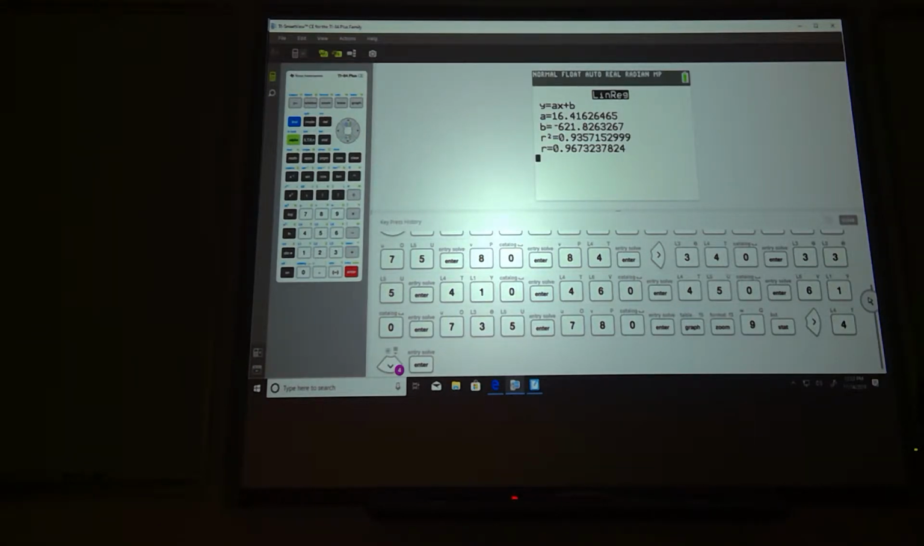I don't know if your R values are on or not, but if they are on, you're able to see it. Remember, we just look at R. This R value says we have almost a 97% fit, meaning the line of best fit matches our data very well. Think of it as a test score. That'd be a great test score. All right, so my linear equation is y equals 16.4x, that's my slope, minus 621.8.